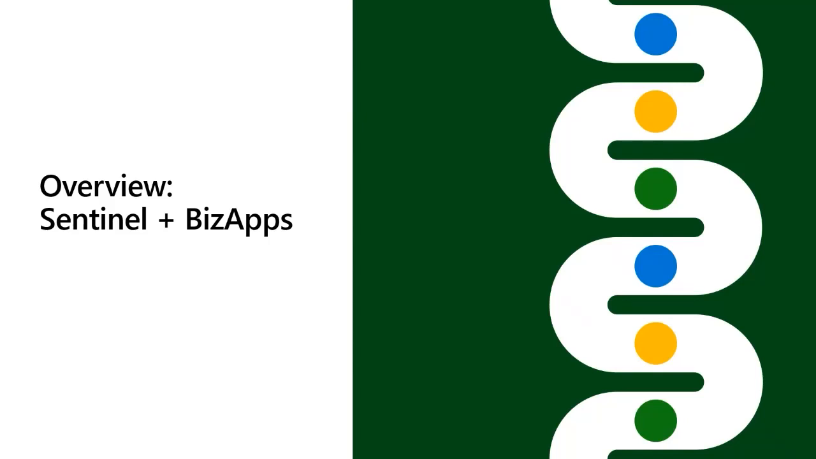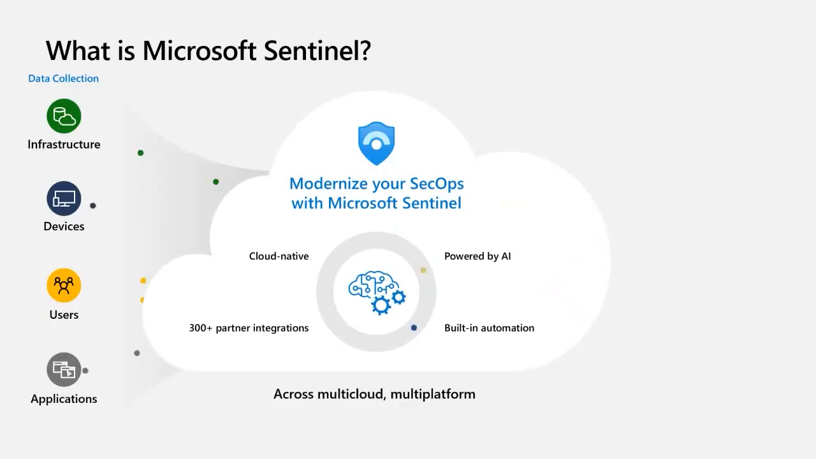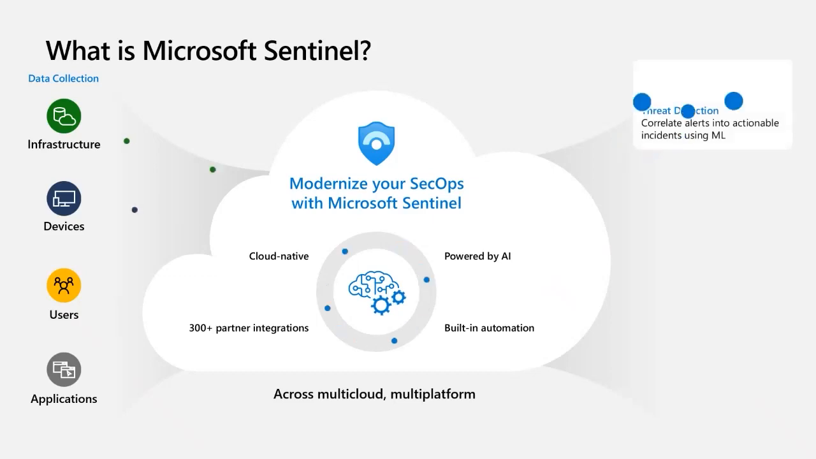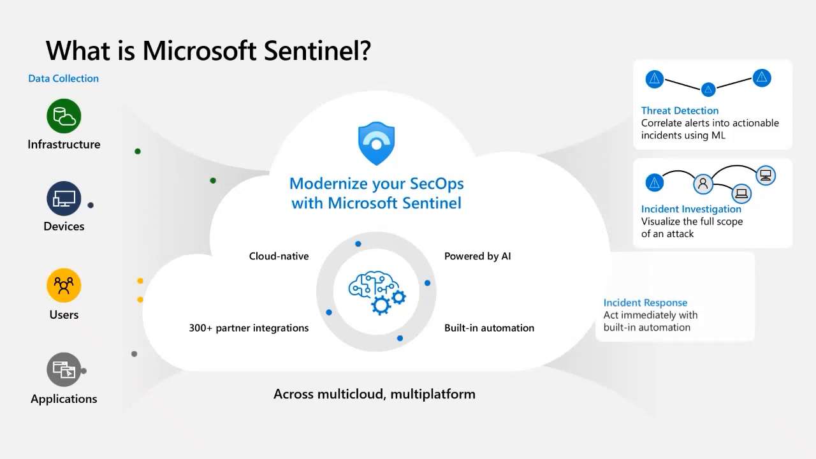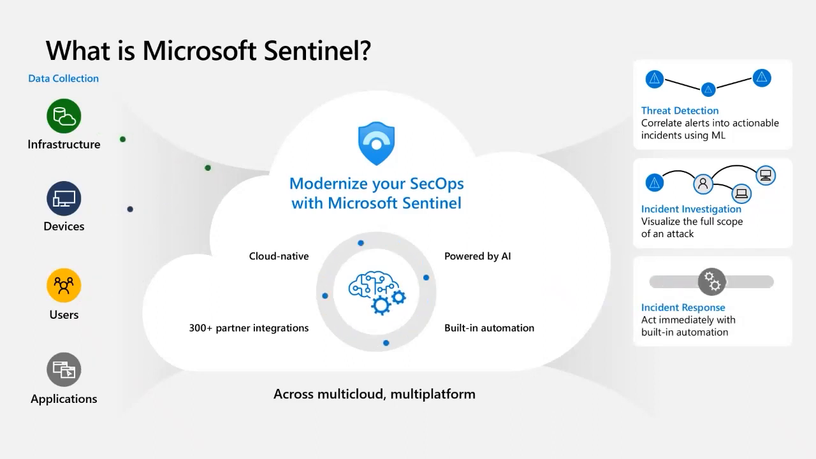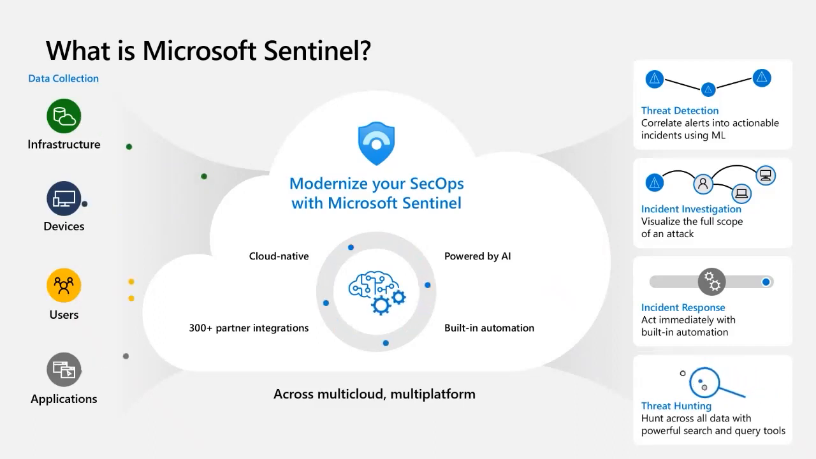So first up, like I mentioned in the agenda, we will give an overview of Sentinel and of business apps. Okay, so Sentinel. Sentinel is a cloud-native security information and event management tool and a security orchestration, automation, and response solution from Microsoft. So Sentinel is a modern SIEM solution that really uses the power of the cloud and of artificial intelligence to provide you with a scalable security platform.